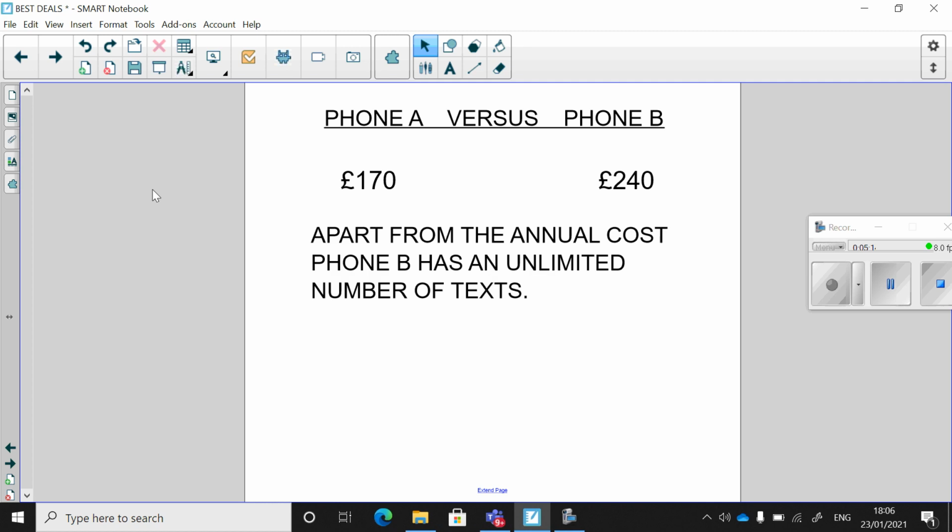So in questions like this, apart from the text, that's what they're saying here. What was it? 400 texts in phone A and unlimited for phone B. Do you use text? Do you need to use text? That's another decision you have to factor into this. It's up to you. So that's why I am not putting down an answer for me, the answer's for you. So you need to have a think about things here. Right, let's move on.